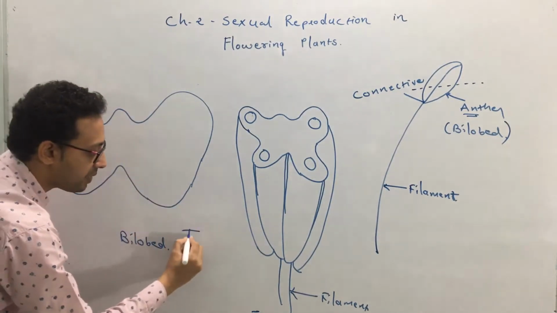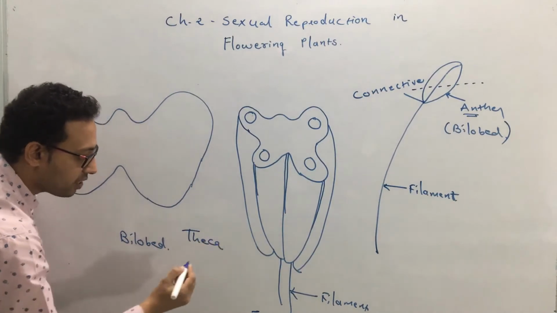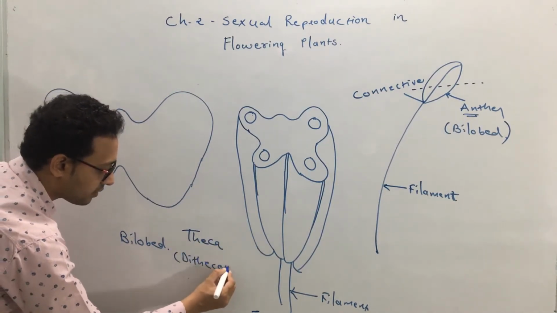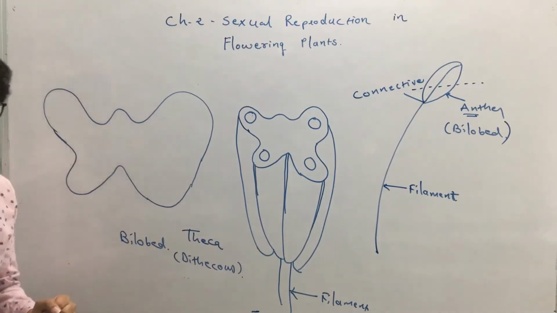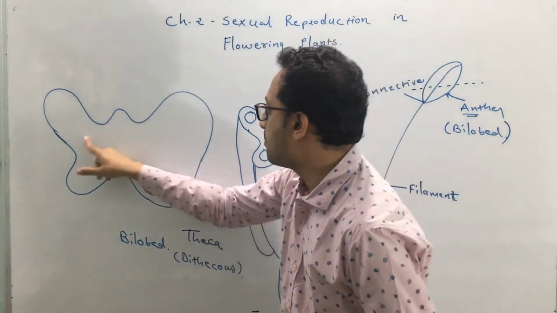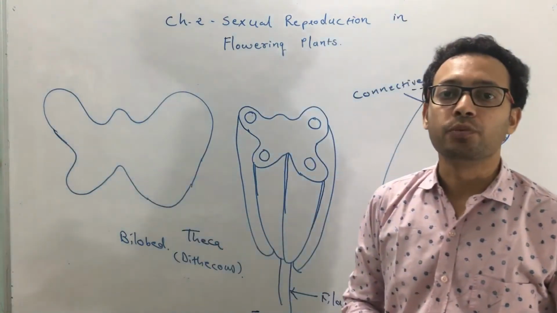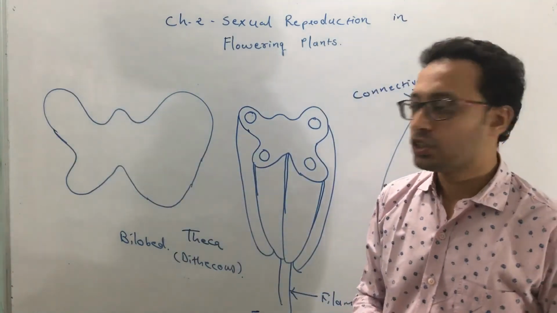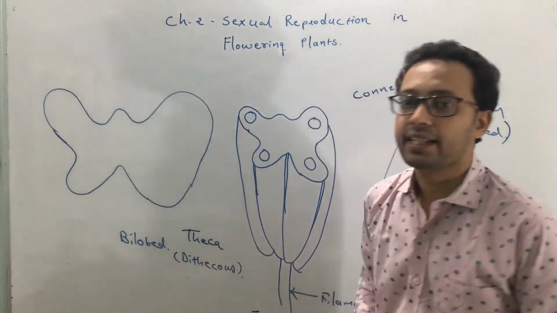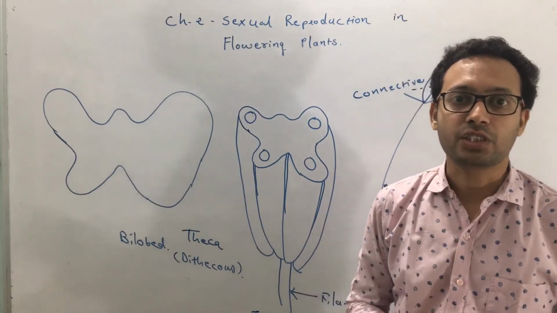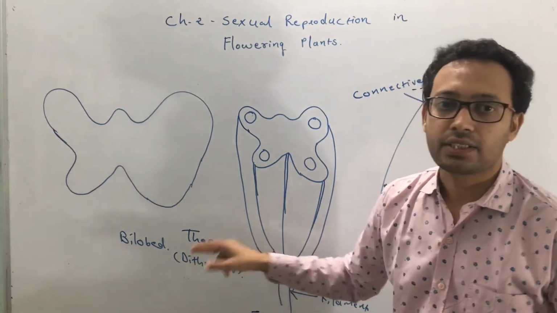How many theca are present? 2 theca are present, so it is also called dithecous. I again repeat how the anther looks. The anther is bilobed, meaning it contains 2 lobes. Each lobe contains how many theca? 2 theca are present, so it is called dithecous. So the characteristic you have to remember of an anther structure is that it is dithecous.